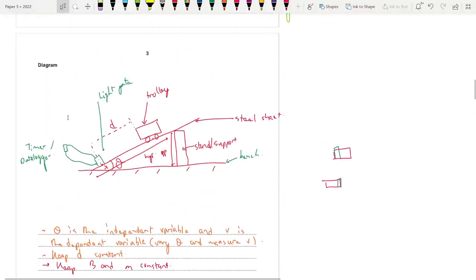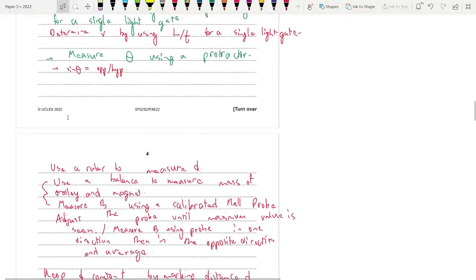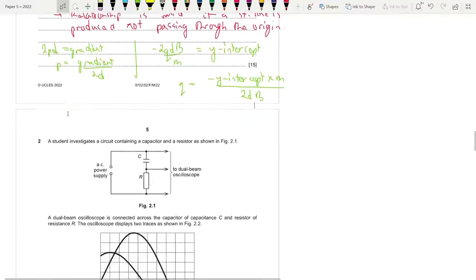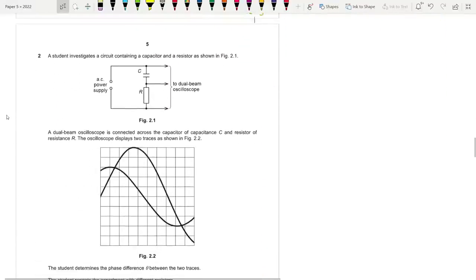And just remember there's room for error, but ideally you should be looking for 12 to 14 marks here if you want to get an A star. Okay, so let's move on to question 2 now.